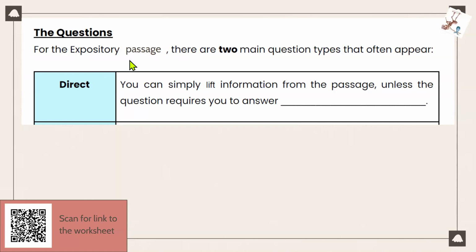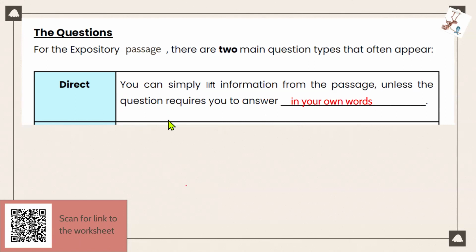Now, for the expository passage, there are two main question types that typically appear. The first one is what I call the direct question. For the direct question, you can simply copy and paste information from the tested paragraph unless the question requires you to answer in your own words.